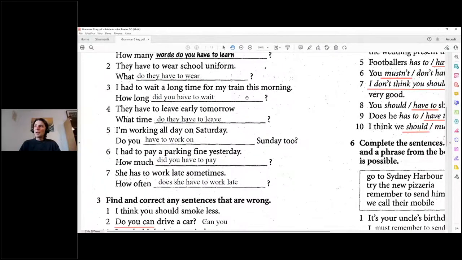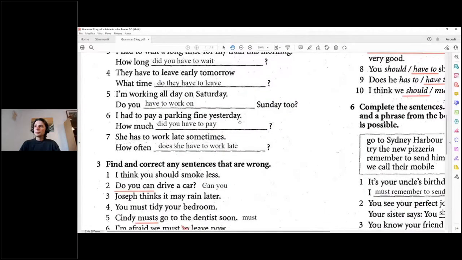I had to wait a long time for my train this morning. How long did you have to wait? They have to leave early tomorrow. What time do they have to leave? I'm working all day on Saturday. Do you have to work on Sunday too?